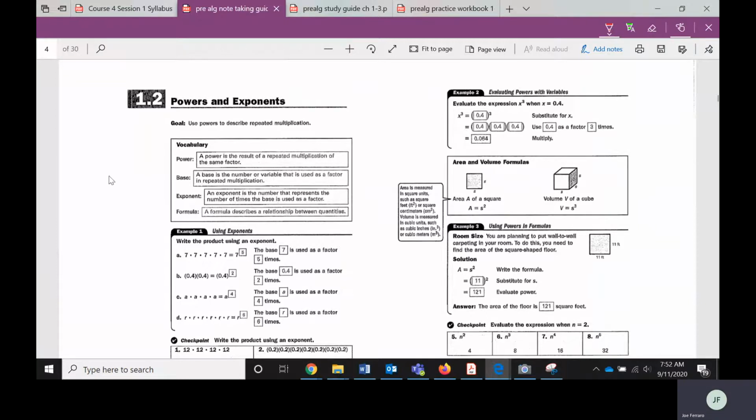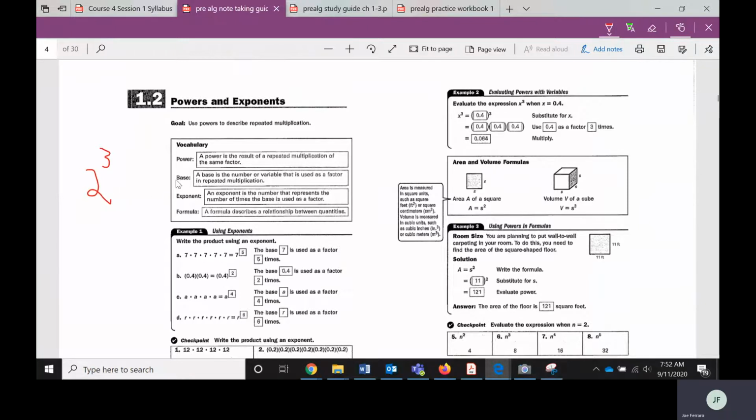So first of all, let's write what it would look like. And again, I'm going to get a different tool for this. I'm just using a mouse now, but it's kind of ugly. But anyways, this would be an example of a power. It's a result of a repeated multiplication of the same factor. We'll break it down here in a second.